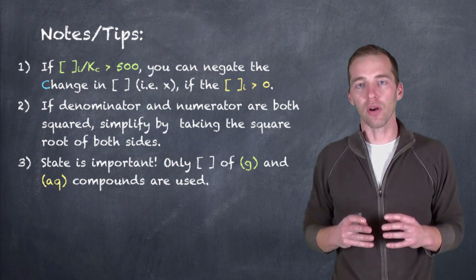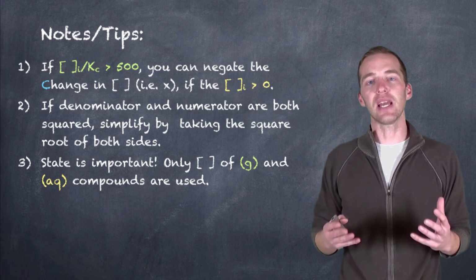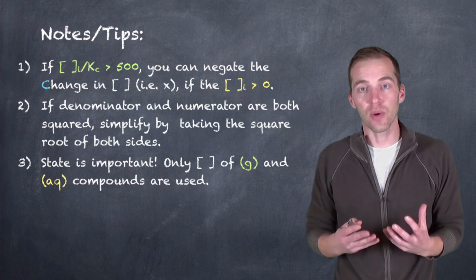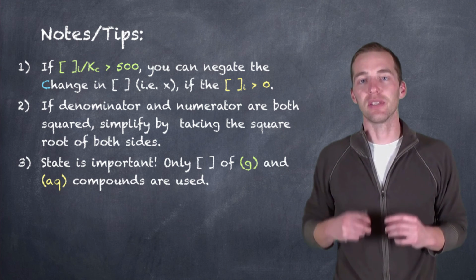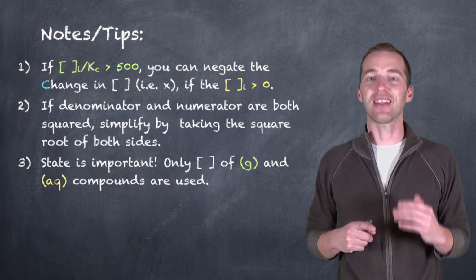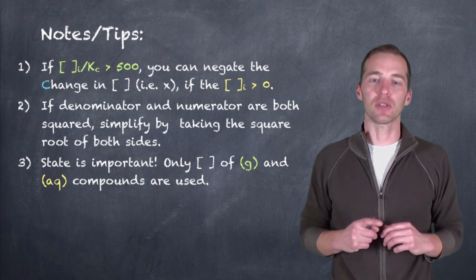So state is important. Only gases and aqueous solutions have concentration, and since the Kc or any equilibrium expression deals with concentration, if that particular substance doesn't have a concentration that's going to change by any measurable effect, that is, it's a solid or a liquid, we don't include it in our equilibrium expression.